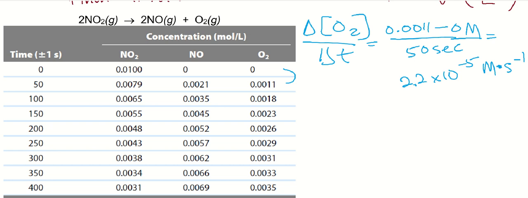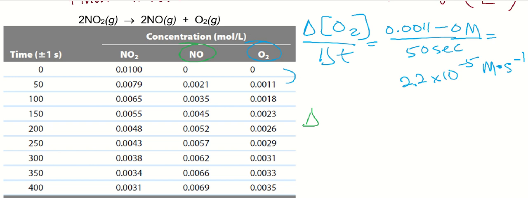Okay, so do the same thing for the rate of formation for NO within the first 50 seconds. All right, if you do that, you're going to notice that it should be twice the rate of formation of O2 because the coefficients indicate that. You're going to get twice as much NO as you do O2. All right, and if you punch these numbers in, you should get that.